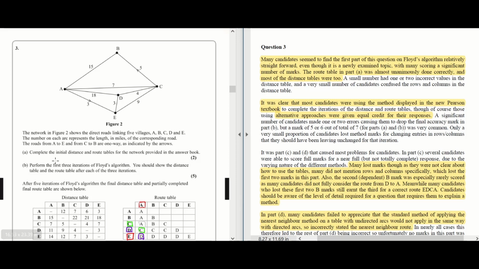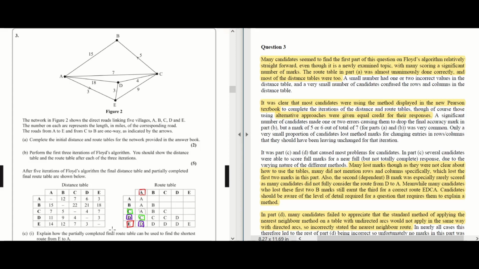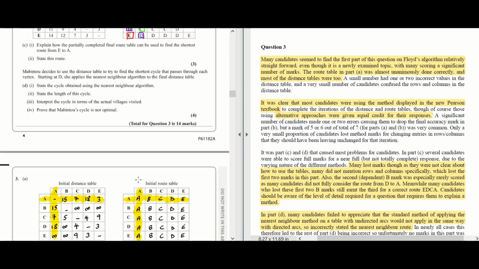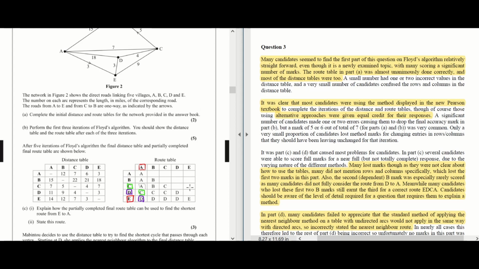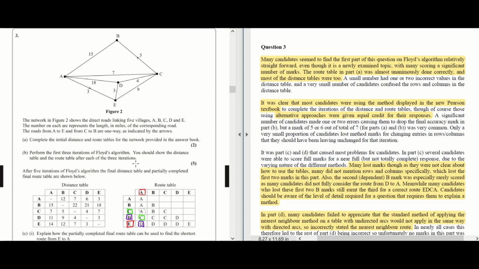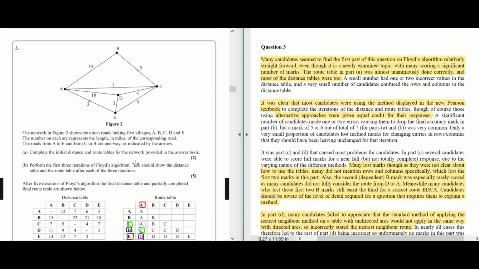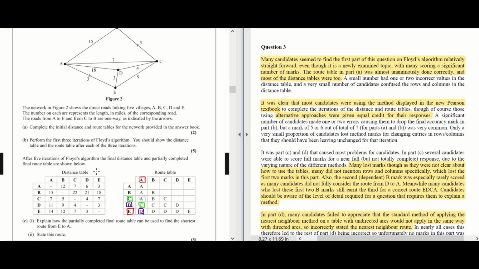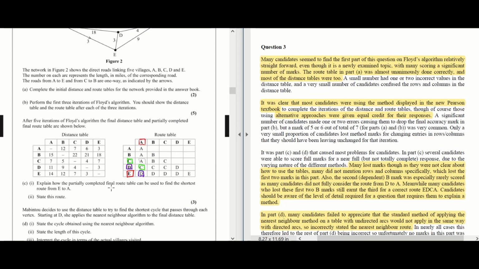Question number 3, examiner report wise. For part A and B, that was quite straightforward. That was using Floyd's algorithm. Many seemed to be happy with this topic, which is quite good. For part A, many were able to find the initial distance and route tables correctly, which is good. A lot of people used the method displayed in the textbook, but those who used alternative approaches also gained equal credit. So A and B were done quite well. There were slight mistakes made, which you can read about.